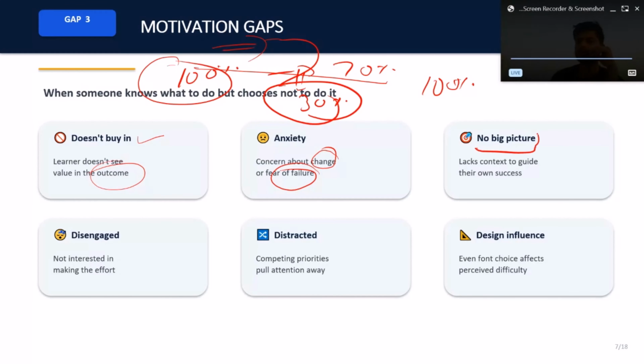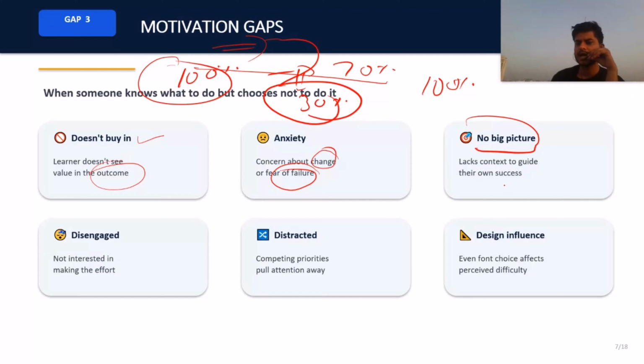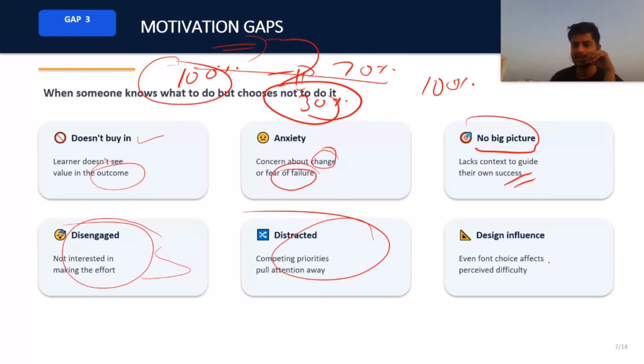Third is no big picture, lacks context to guide their own success. Disengaged, they are not engaged in the work. They are not liking it. They may be distracted. So these all are the motivation gap types. Let's move to the next part.